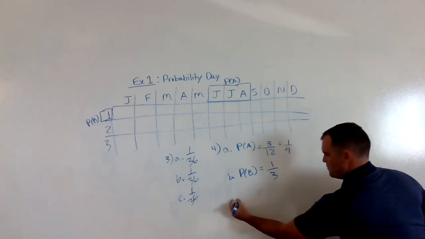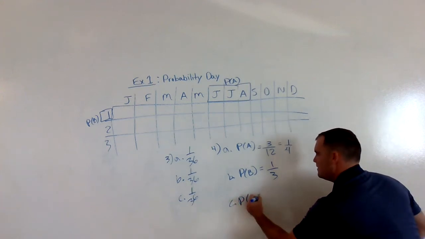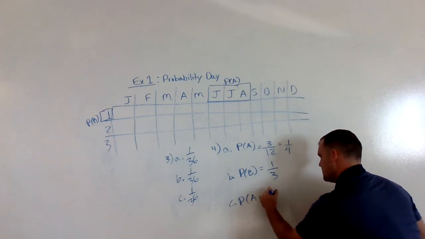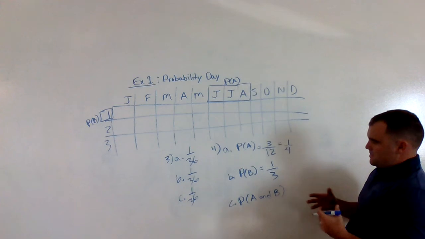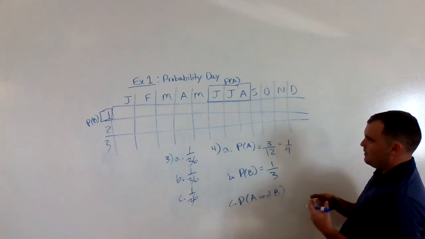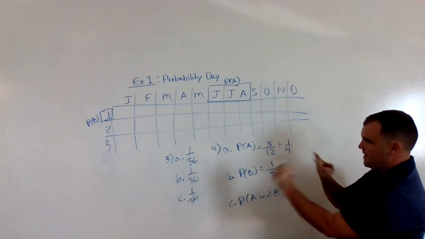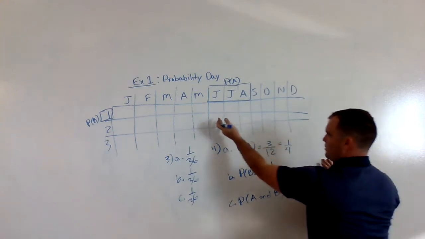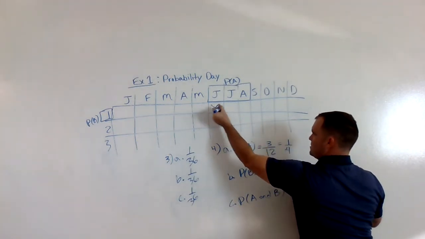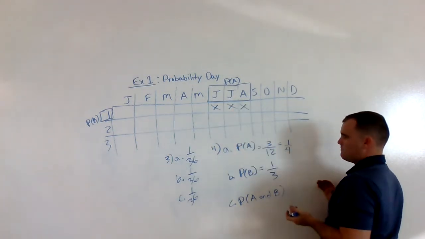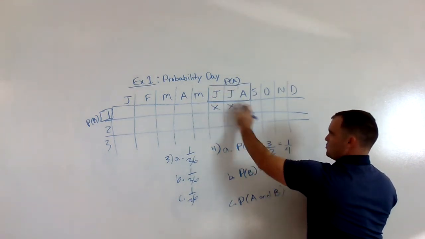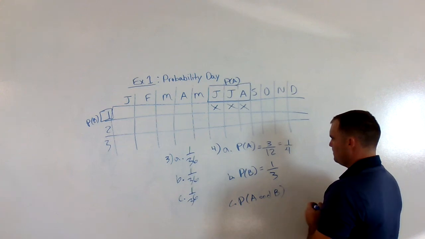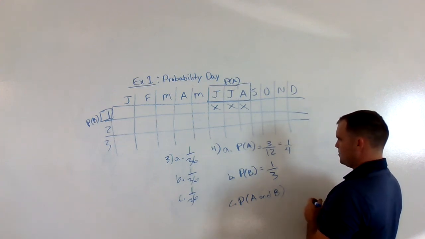So in this case, we want to do the probability of A and B. Basically, what this wants is, what is the probability of it being a summer month and on the first day? Well, we can look at our chart here, right? And we know that these 3 occurrences are right here. Summer months, first day. That's 3 out of the 36 total.